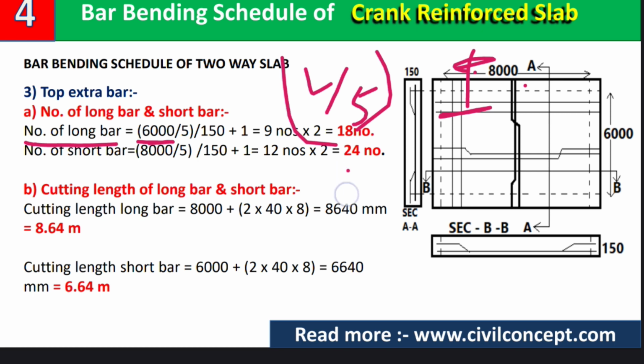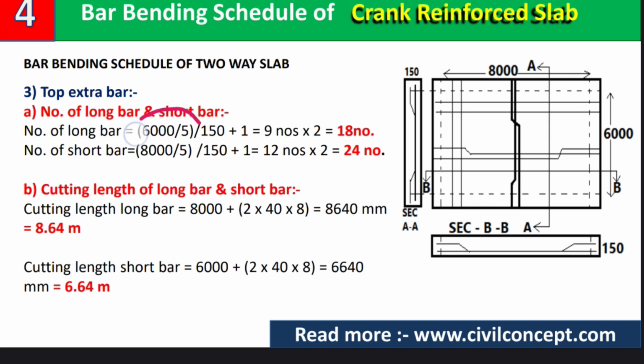Okay, so you can also put L by 4, L by 7 according to the design, but here I am taking L by 5 up to length L by 5, and again I am dividing it by 150 mm, which is the center to center spacing of the top bars, plus 1. And after calculating, we'll get how much?